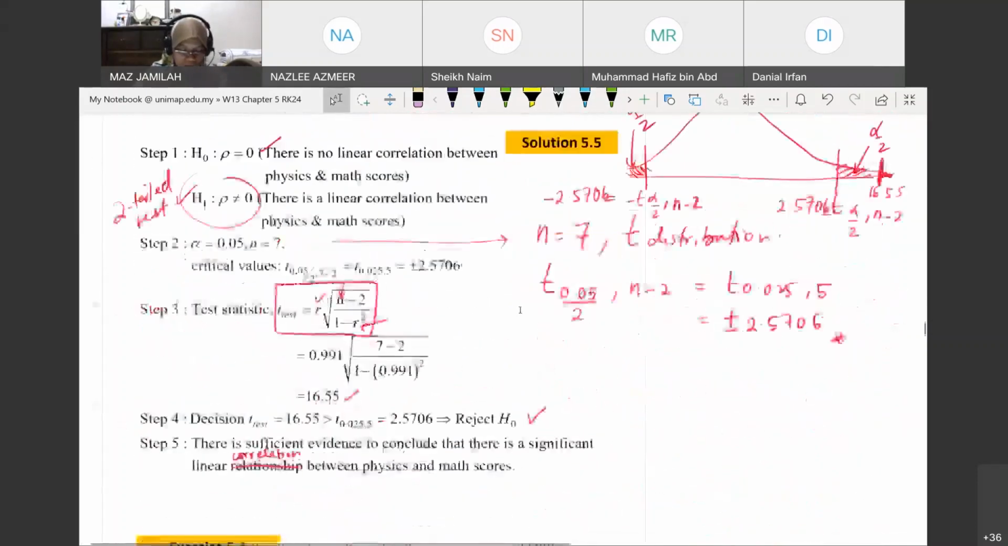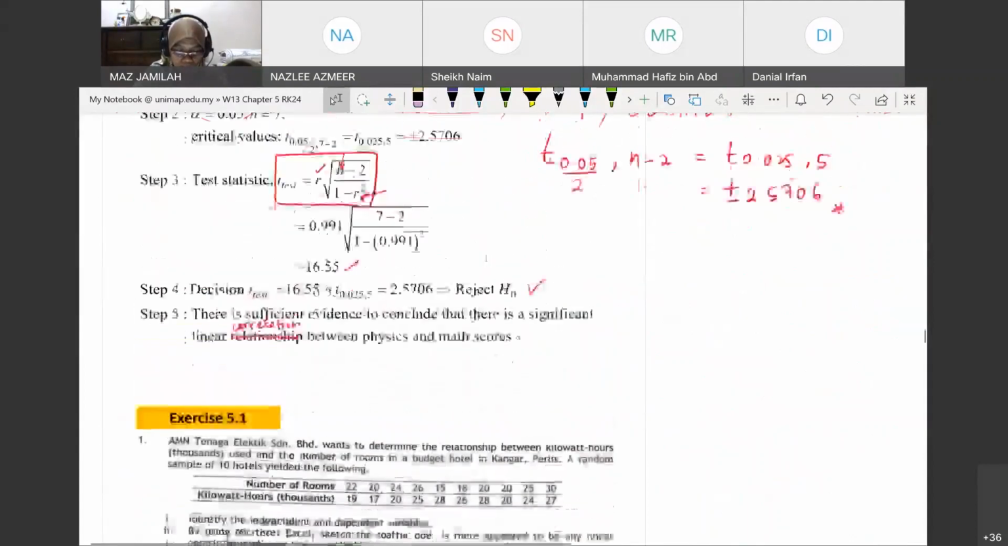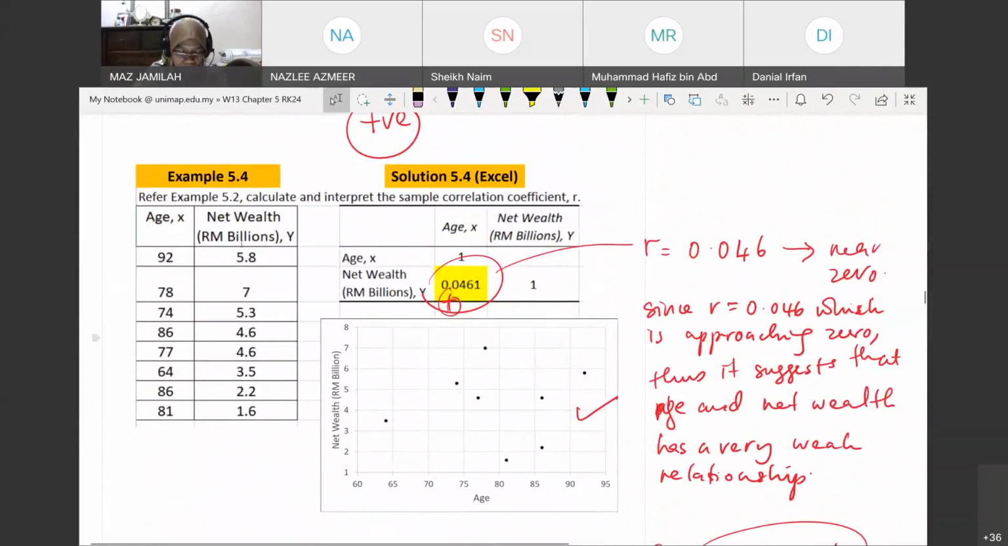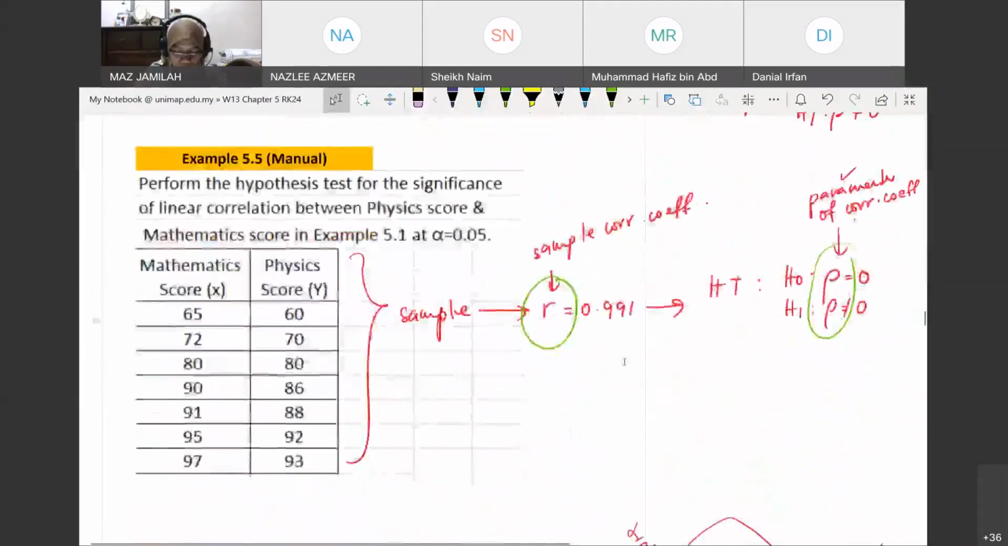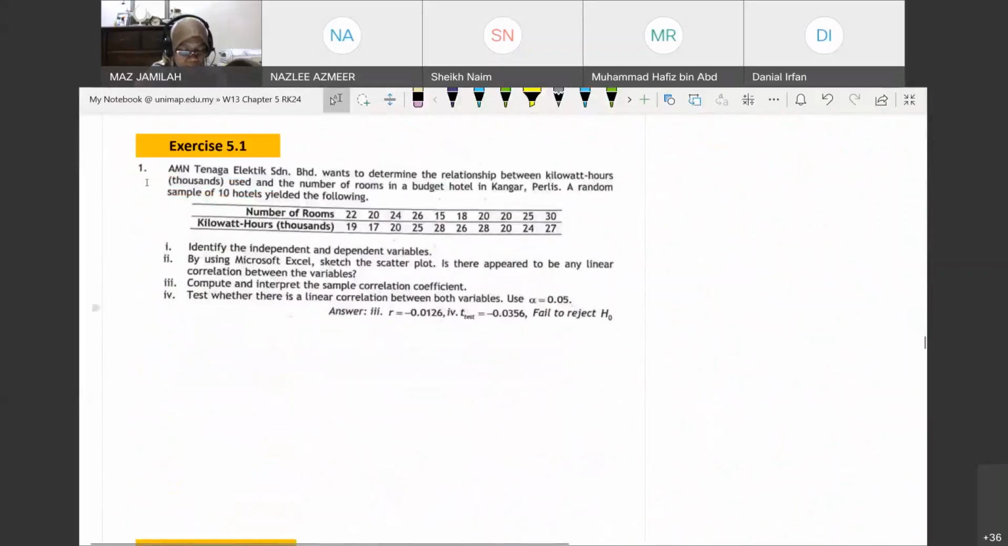Okay, done with hypothesis testing. Now let's look at our exercise 5.1 because I need to show you, since we have dealt with positive linear relationship and no relationship, for example 5.4, how a negative linear relationship looks like. So I guess exercise 5.1 on page 173 would be the best example for your negative linear relationship between x and y. So let's say we are dealing with this data.